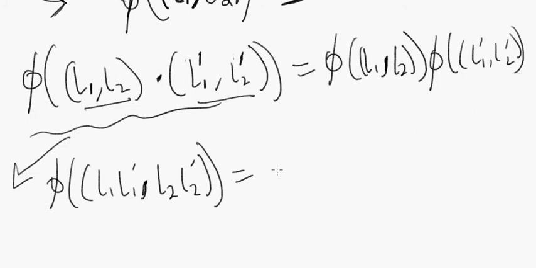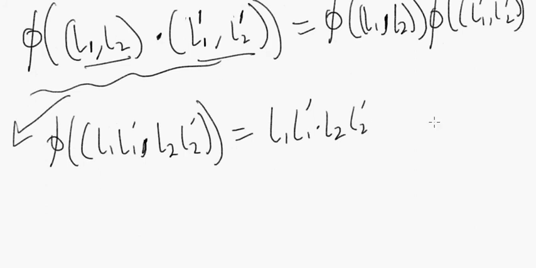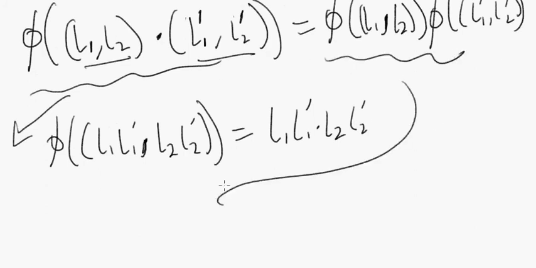But doesn't that just give us L1 prime times L2 prime? Okay. What about the right hand side? What does the right hand side give us? Oh, right. Isn't that the same as just L1 L2 times L1 prime L2 prime, right?